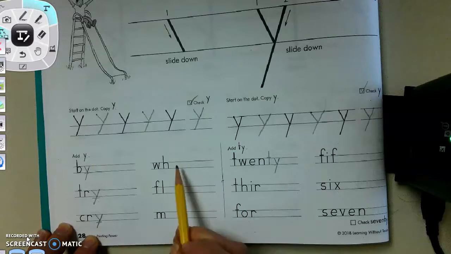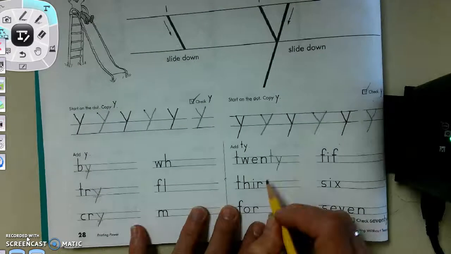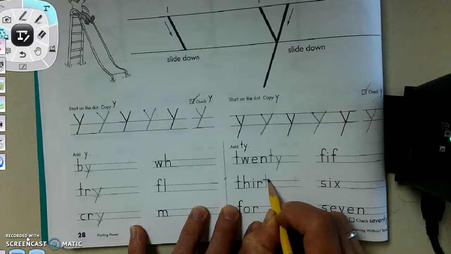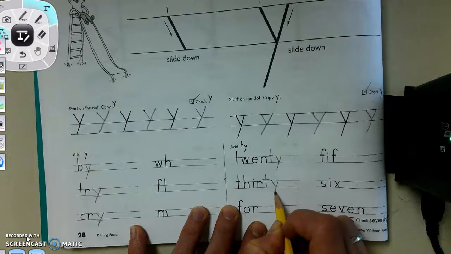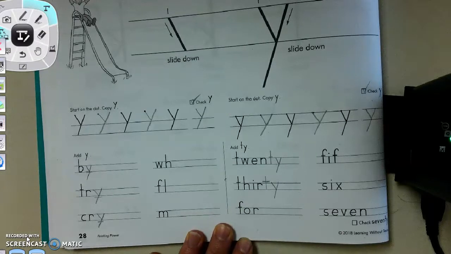All right, so keep practicing your Ys. Say the words. Here you're adding a T and a Y. A lot of numbers end with a T and a Y. Again, when you're done writing the numbers, say them out loud.